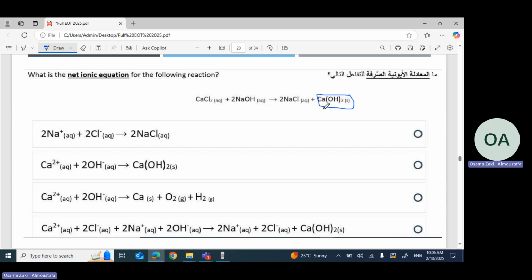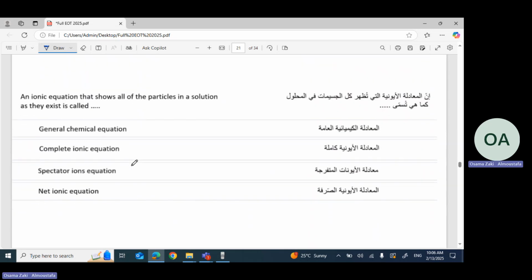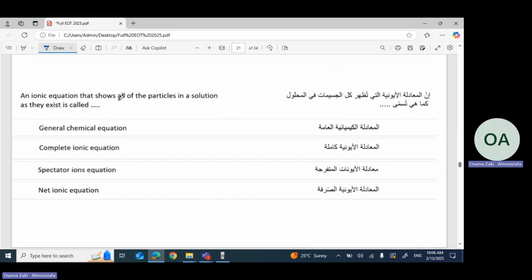So break it down. What do we have? We have Ca and 2OH. Okay, which will produce what? Produce this. Okay, Ca plus 2 and OH minus 1. Okay, so let's check. This is the correct answer. So this is what? This is the net ionic equation. Here, they said an ionic equation that shows all the particles. So all the particles, this is what? Complete ionic equation.